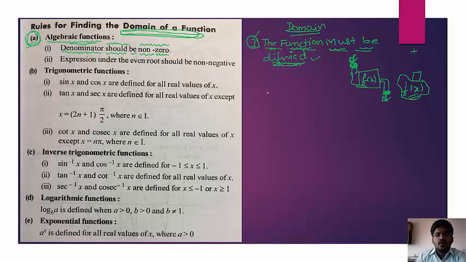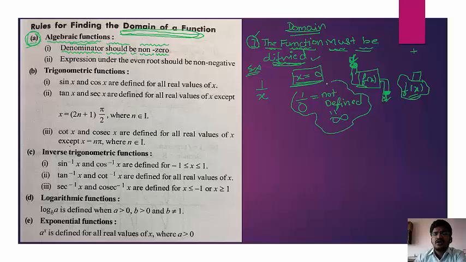I will take one example, that is 1 by x. See this example, you will understand it. If I take 1 by x and if I take x equal to 0, what happens? It will become 1 by 0. We know that 1 by 0 is not defined, or it is taken as infinity. 1 by 0 is always said to be not defined, or taken as infinity. The mathematical meaning of infinity is also, again, not defined.